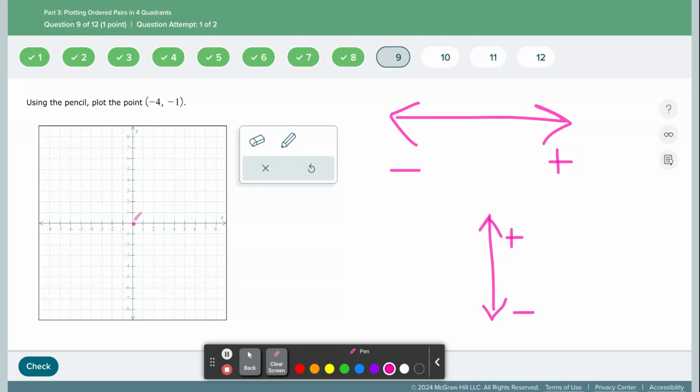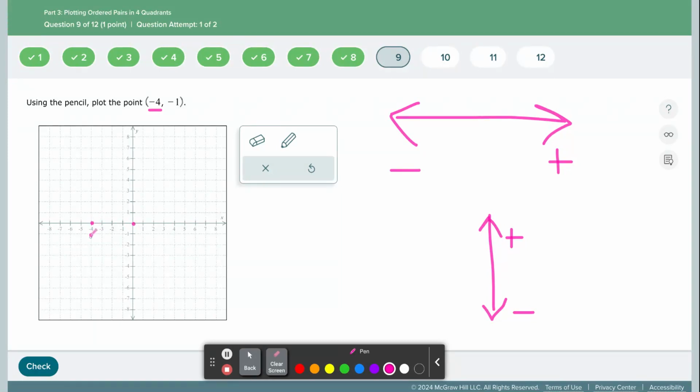Okay, so from here, I have -4. Well, negative means what? Am I going forward or backwards? Going backwards. Okay, so I'm going to go backwards 4. And then -1 from there. So am I going to go positive or negative? I'm going to go down 1, to negative, right?